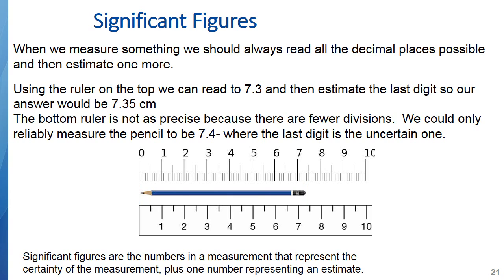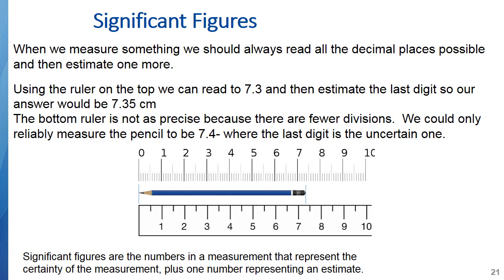So if we're looking, for example, at this ruler, or we're trying to measure this pencil, we look at the bottom ruler and we can see that the pencil lies somewhere to the right of 7. So we estimate our first decimal point. It's not quite 7.5, so probably we could say 7.3 or 7.4, something like that.